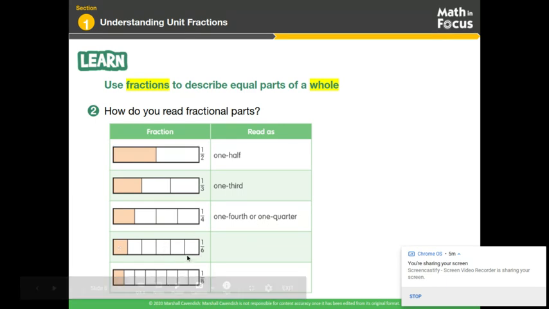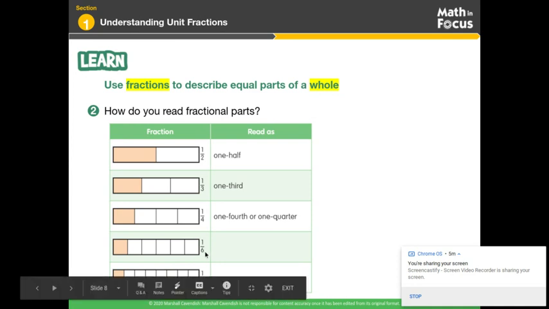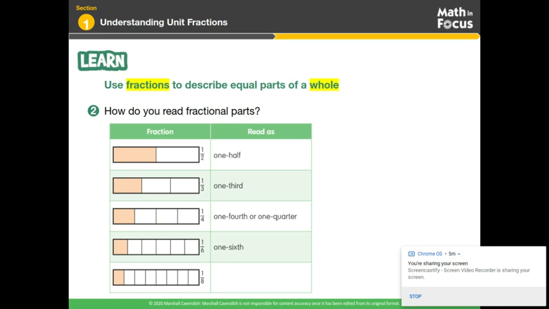This model shows 6 equal parts. The denominator shows that there are 6 equal parts in this whole. 1 part is shaded. How do you name this fraction? If you said 1/6, you are on a roll.